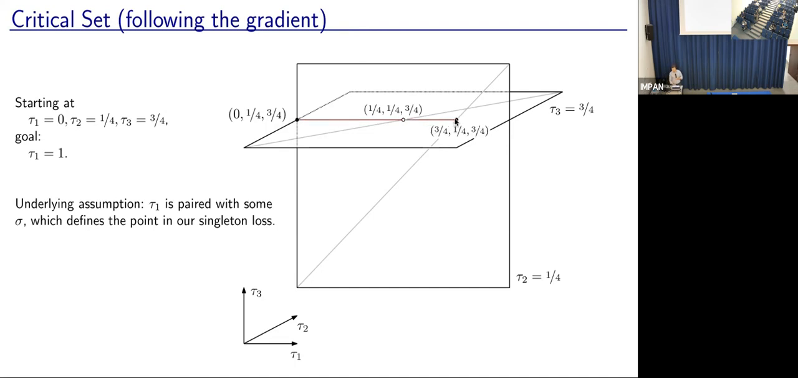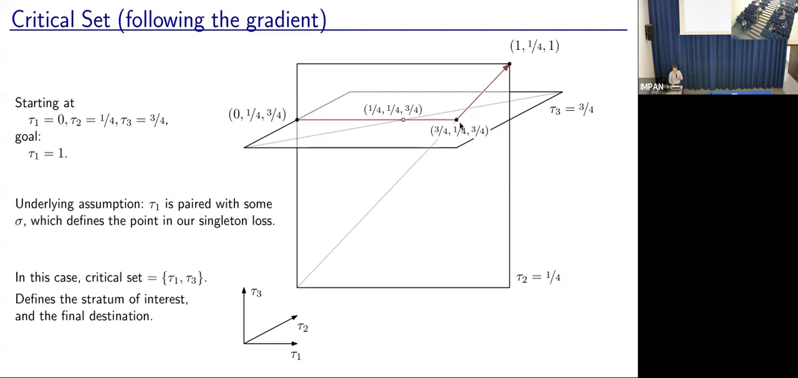But now if it does switch the pairing with tau 3, then what happens is that I have to push them together. I have to go in this direction, because if tau 1 comes second, it will be paired with sigma; if tau 3 comes first, then it's paired with sigma. So I have to go along this lower dimensional stratum. In other words, my final destination, if I just follow the gradient, is going to be tau 1 equals one, tau 3 equals one, and tau 2 stays at a quarter. This is under the assumption that tau 1 and tau 2 don't change pairing, but tau 1 and tau 3 do.